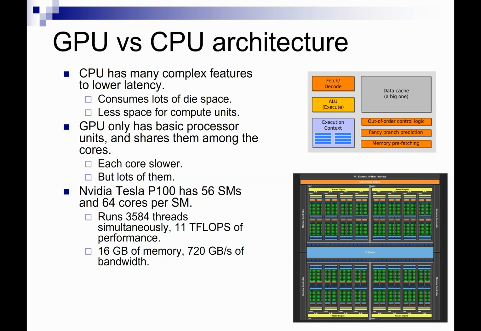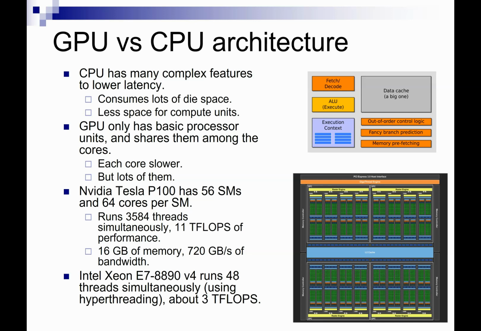Now, in addition to this, the GPU also has very high memory bandwidth. It has up to 720 gigabytes per second of memory bandwidth, and that's much higher than what you can achieve with a CPU. However, the GPU does not have a lot of memory. It only has, let's say, 16 gigabytes of memory, which is a lot less than what you can put on a CPU. So that's usually one of the weaknesses of the GPU: the limited memory.